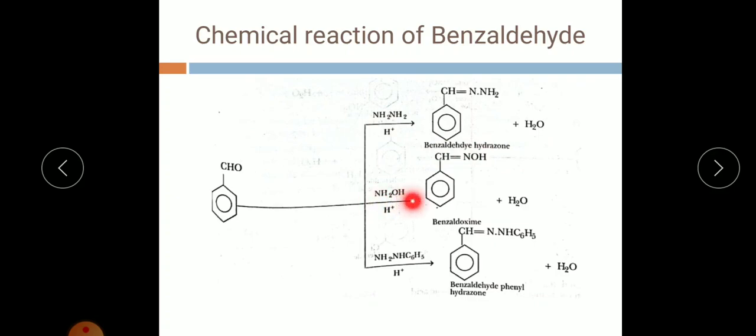Similarly, with hydroxylamine, that is NH2OH, what will happen? There will be removal of water, H2 and O, and this carbon will form a double bond with nitrogen, OH. So it will form benzaldehyde oxime plus water. Then, when it reacts with phenyl hydrazine, this compound is phenyl hydrazine, it will form benzaldehyde phenyl hydrazone. All these reactions we have already seen in the case of aldehydes and ketones. In the reactions of aldehydes and ketones with ammonia and its derivatives, you can refer to that as well. So these are the chemical reactions of benzaldehyde.